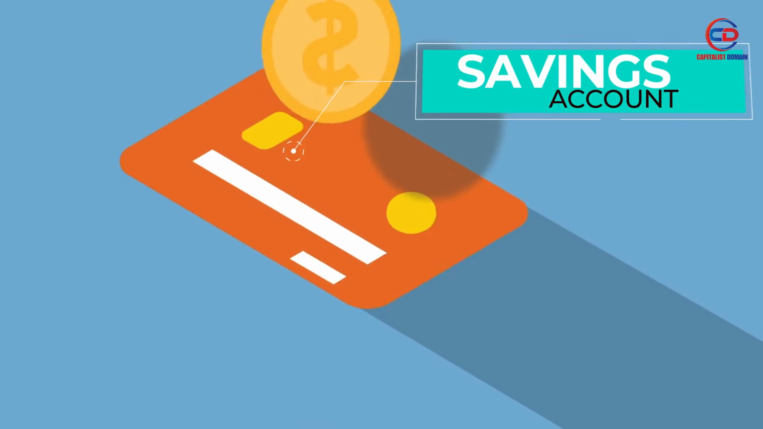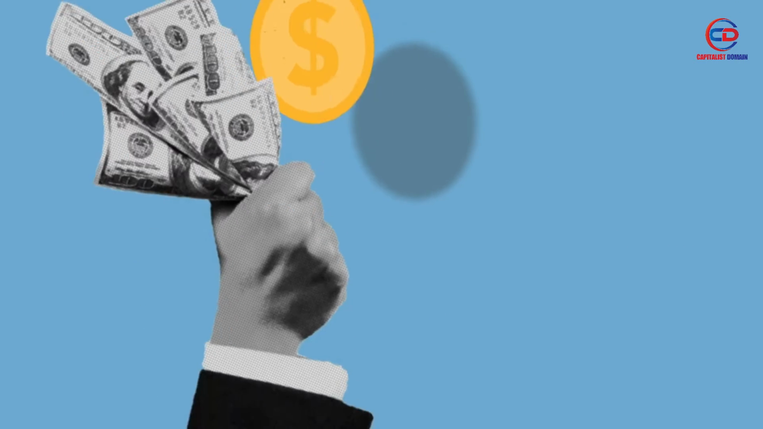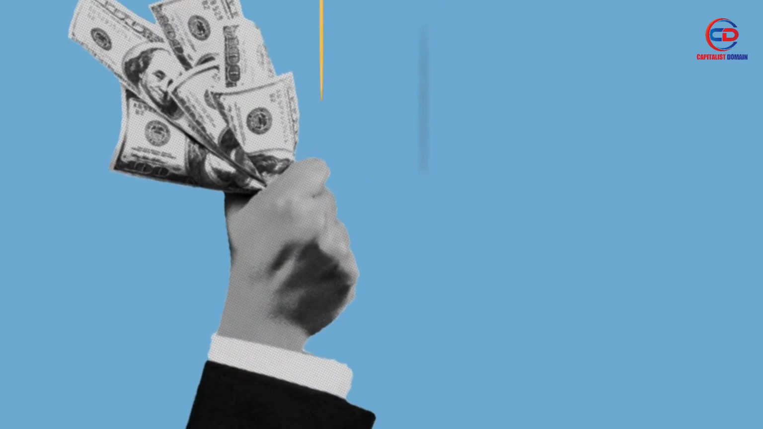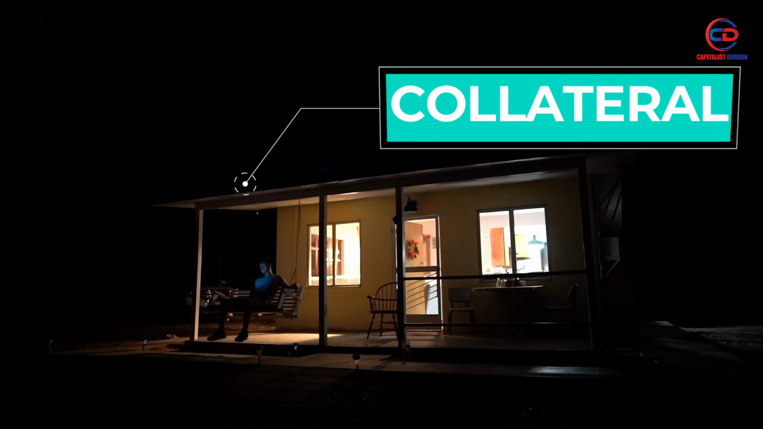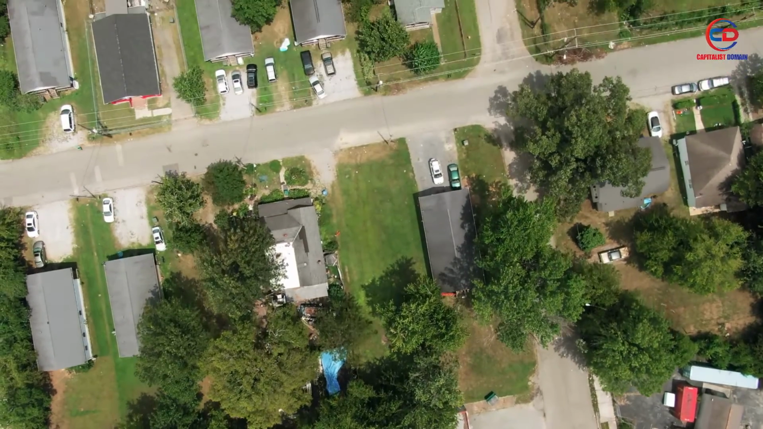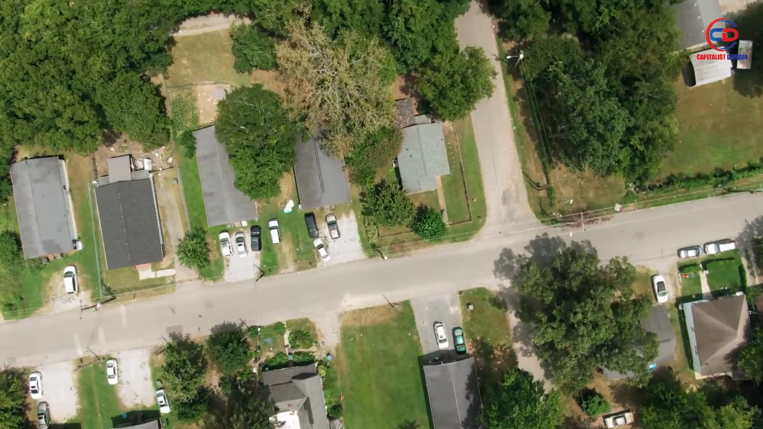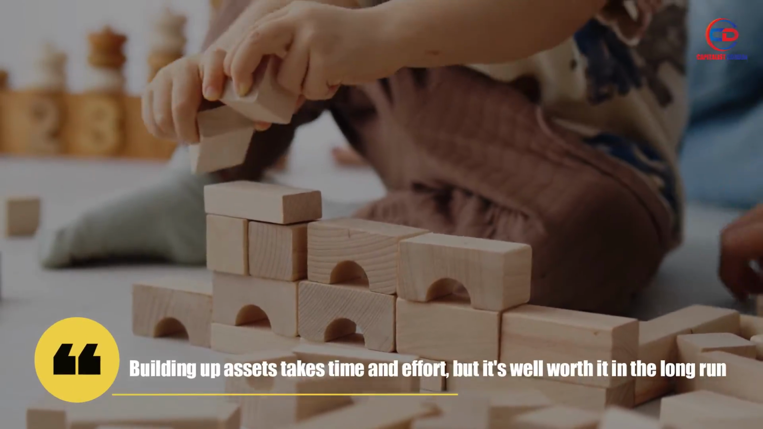Purchasing a savings account or a certificate of deposit can also be a great way to start building up your assets. These types of accounts offer relatively low risk and can help you grow your money over time. Additionally, using your home as collateral for a loan can be a good way to get access to capital, but it's important to remember that your home is at risk if you can't make your payments. Building up assets takes time and effort, but it's worth it in the long run.